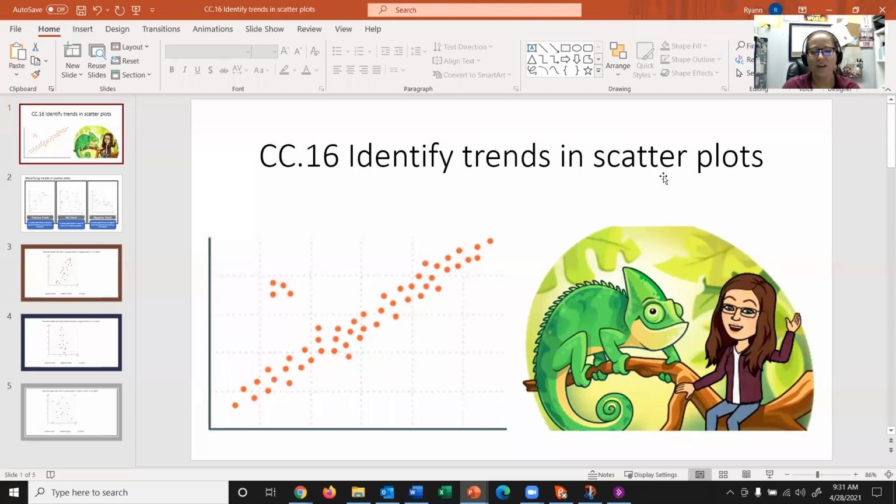Hi everyone, we are going to look at the IXL assignment CC16 Identifying Trends in Scatter Plots. This was something we kind of talked about when we were talking about creating scatter plots, but now we're going to go a little bit more detail as far as identifying those different trends.